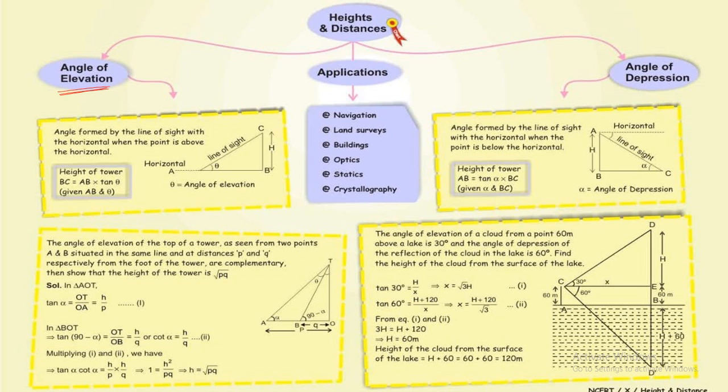Okay, next, line of sight, LOS. Line of sight means the line which connects the observer's eye with the object.